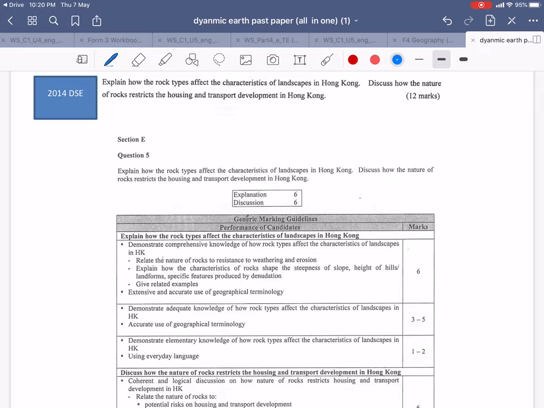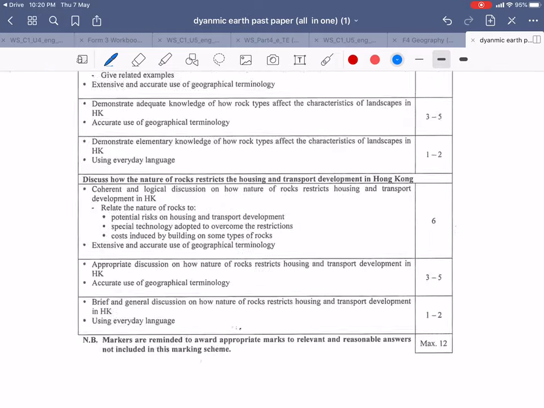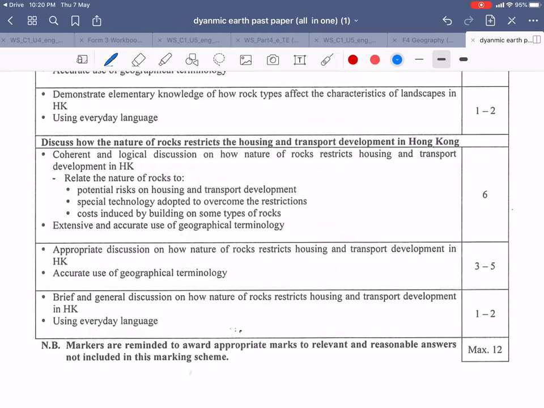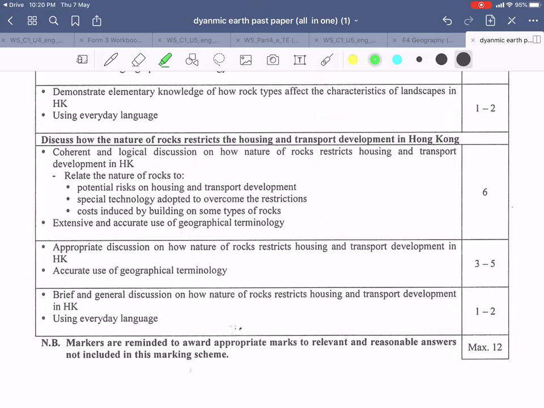Discuss how the nature of rock restricts the housing and transport development of Hong Kong. Don't go off topic, be careful about what we are asked, especially for the second sub-question. Most students may give some irrelevant material for the second sub-question. This one is better. Some questions even reverse cause and effect, so don't mix up the logic flow. This year is better, it is not easy to reverse the causal effect, but some questions really make you reverse cause and effect.